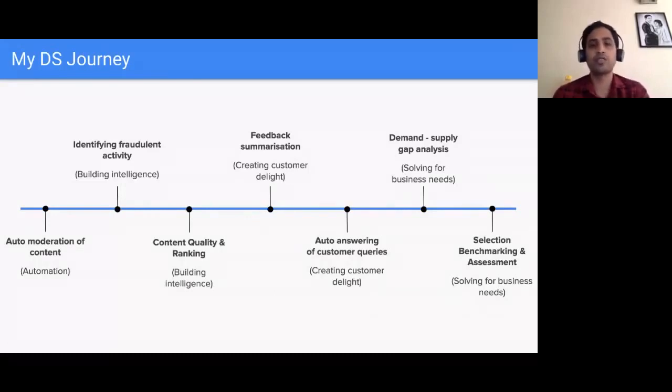So if you look at the data science journey, it's not just about automation. You can actually create customer delight. You can also solve for some of the core business needs, and all of these were probably not possible earlier when data science didn't exist, right? So yeah, this is my story about data science and how we leverage data science in Flipkart.